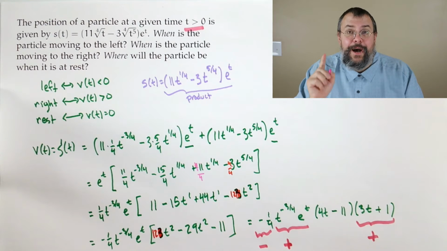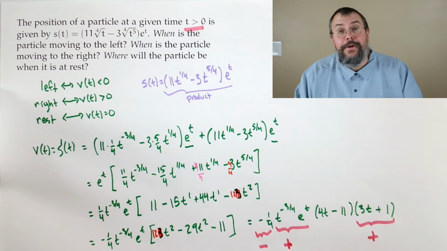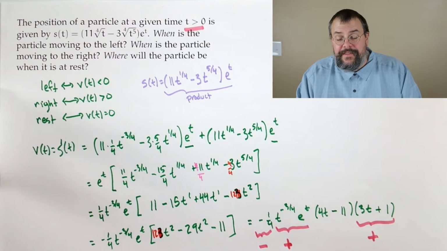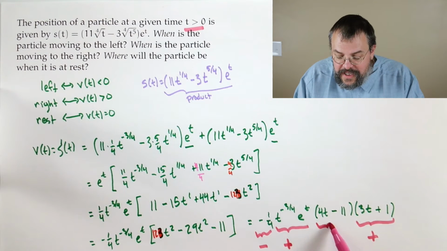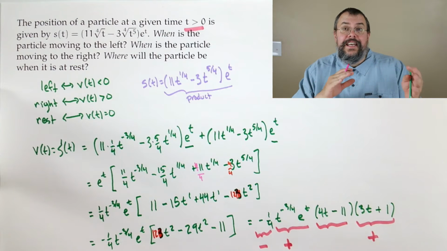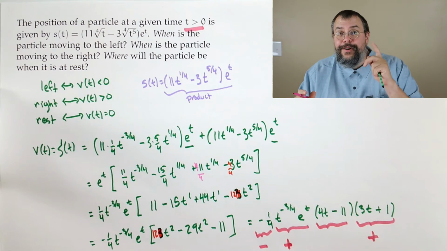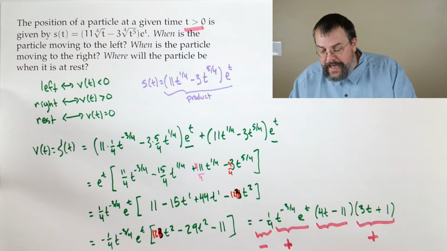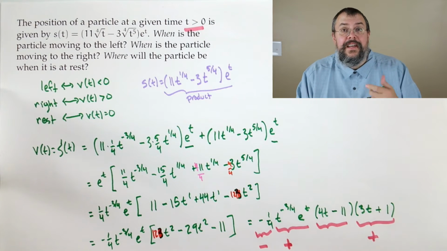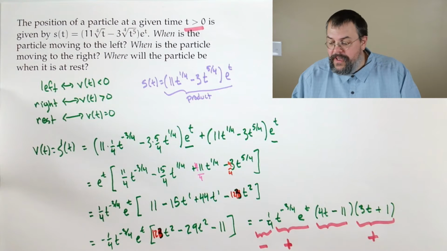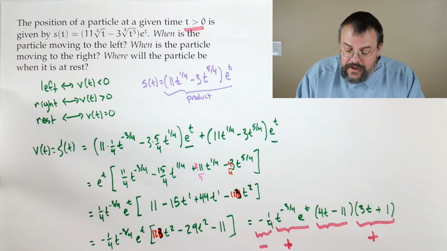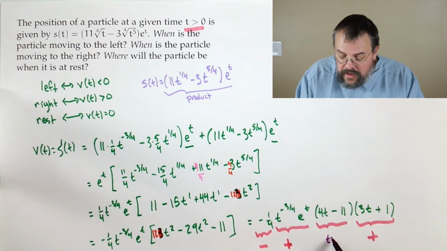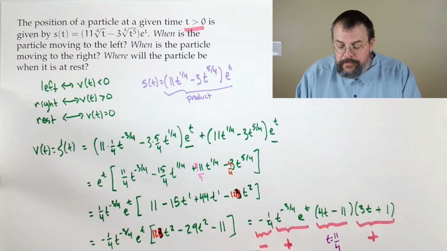All right. How about that 4t minus 11? What's going to happen? This is where things get interesting. The answer is it can change. So, what happens? Well, when does 4t minus 11 equal 0? Well, set 4t minus 11 equals 0. You'll end up with t equals 11 over 4.